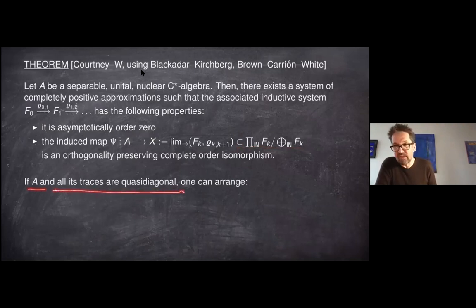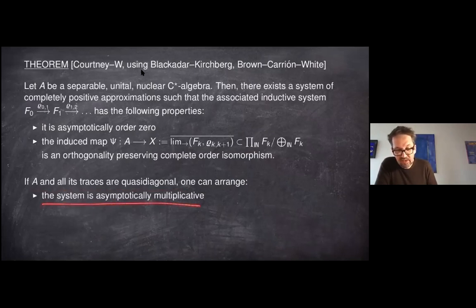and let's even say that all the traces are quasi-diagonal, whatever that means. I know I haven't defined it and I don't want to. Then one can arrange, in addition, that the system is asymptotically multiplicative in the sense that I showed you earlier. But this doesn't cover all nuclear C star algebras, by far not. But you can also arrange in that case that psi is an injective star homomorphism.